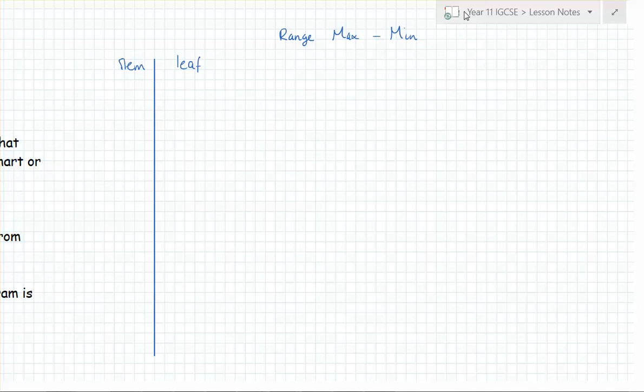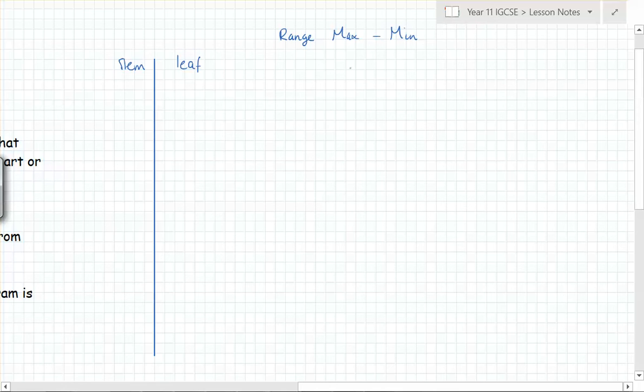What do you reckon? 95. Any advance on 95? Maximum's 95. What's the minimum value? 29.